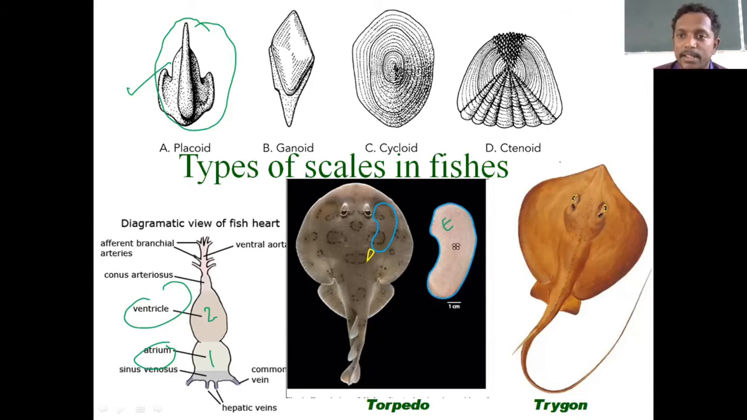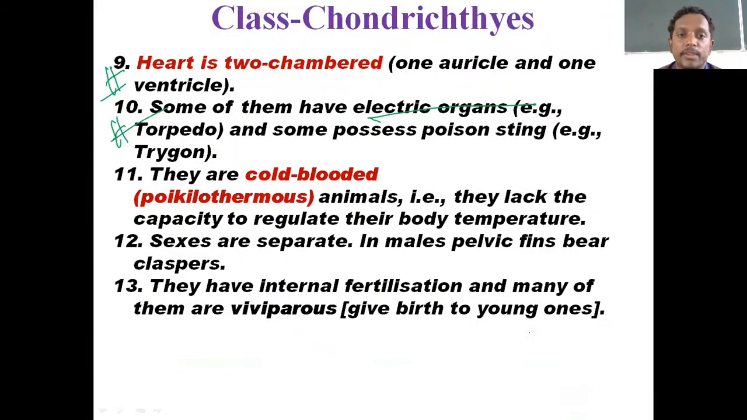And this one is the trigon. If you concentrate and see properly, there is a poison sting, a poison thorn. That can cause death. So these are the two fishes with special modifications.